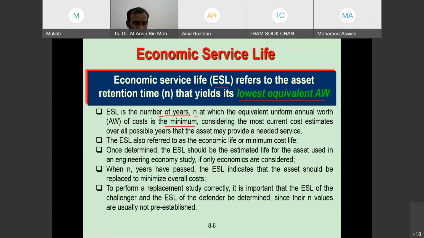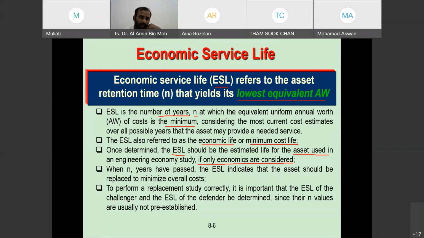considering the most current cost estimates. The ESL is also referred to as the economic life or minimum cost life. Once determined, the ESL should be the estimated life for the asset used in an engineering economy study, if only economics are considered. Okay, so when we are considering the financial or monetary aspect only. If you have other criteria, that depends. Now we are just assessing based on the economic consideration, meaning based on its worth, the lowest cost. So when N years have passed, the ESL indicates that the asset should be replaced.